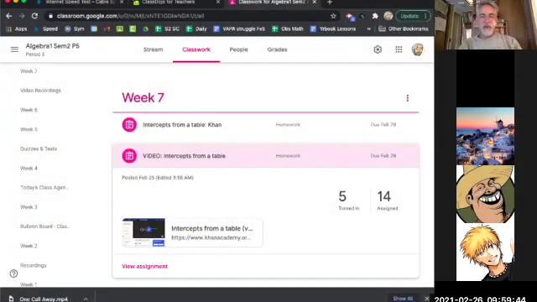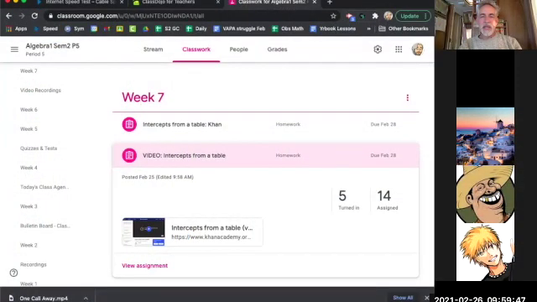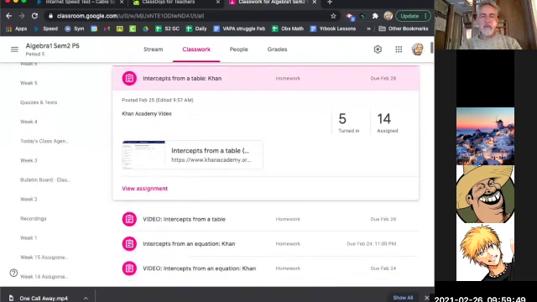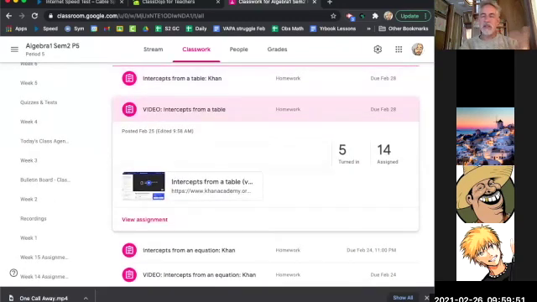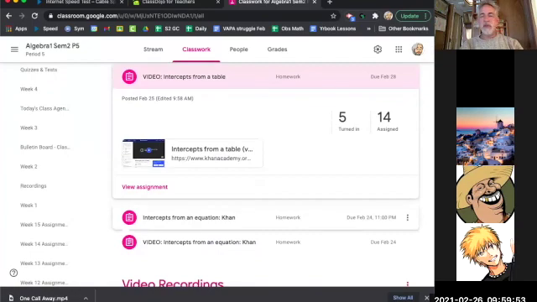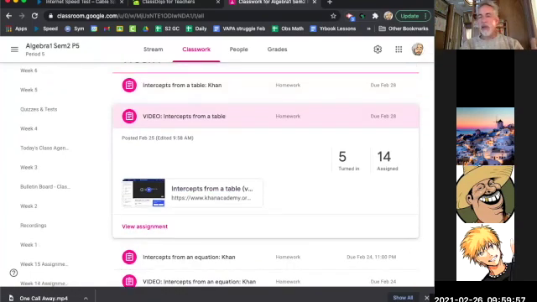So as you can see from Google Classroom, you have intercepts from a table. That's worth 4 points. We have a video, which is worth 3 points, just to watch the video. And then these ones, of course, are intercepts from an equation we did earlier this week. So we did all about intercepts this week. Next week we're moving on to do something else. We're going to recap some stuff and move on from there.